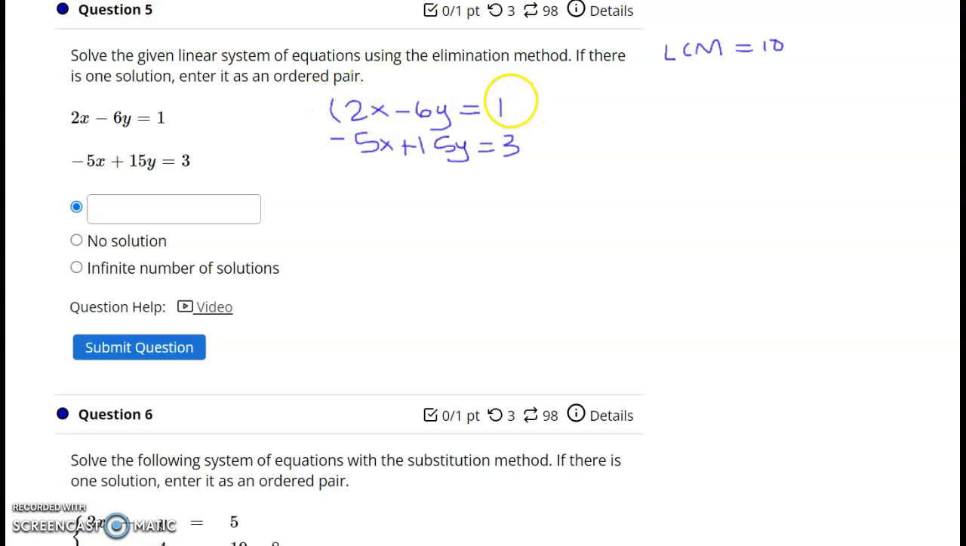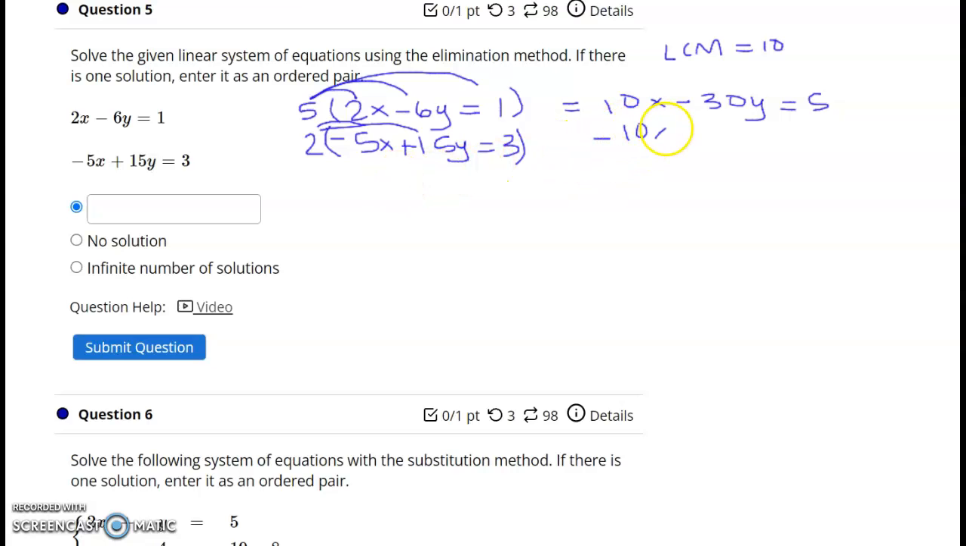So here, I'm going to multiply every single number by 5 because that will get this x term to be 10. So we multiply throughout the whole thing. We're going to get 10x minus 30y equals 5. Okay, negative 5x I also need to be 10, but it needs to be a negative 10 so they cancel. So I'm just going to multiply by 2. And again, every single term in this equation. So 2 times negative 5x, I get negative 10x. 2 times 15 is plus 30y equals 6.